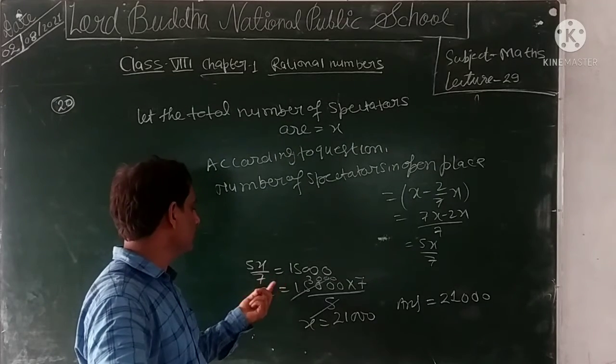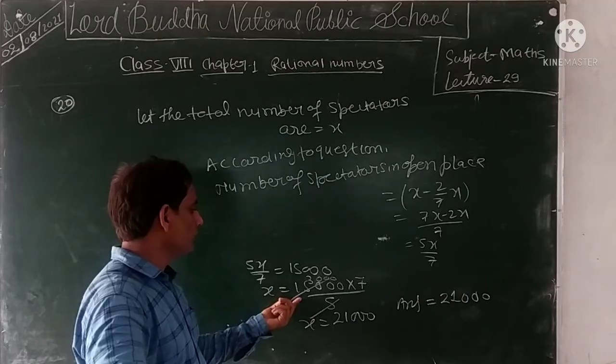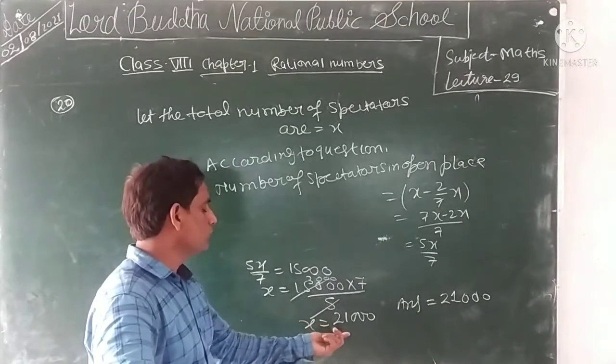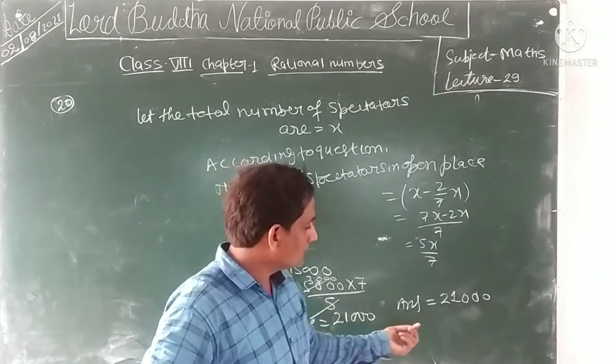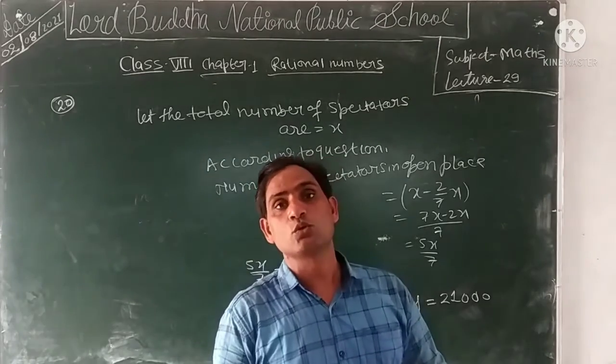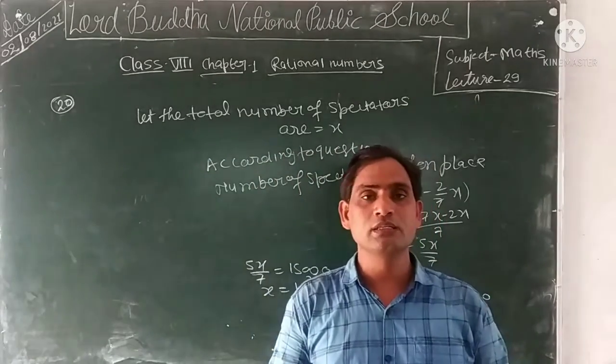5/7x equal to 15,000 or x equal to 15,000 into 7 upon 5. This value will be 21,000. Answer will be 21,000. Means total number of spectators will be 21,000.